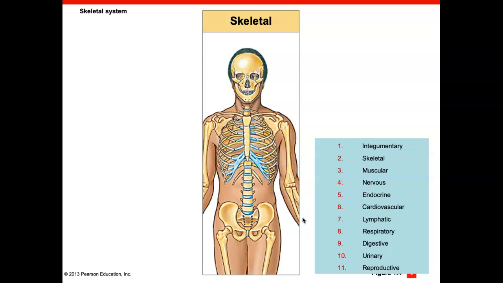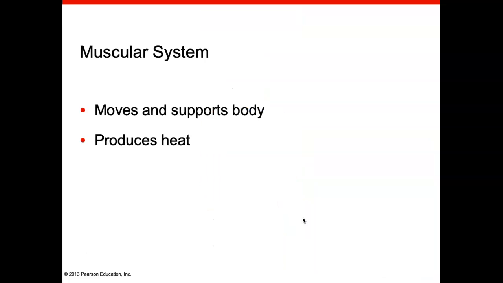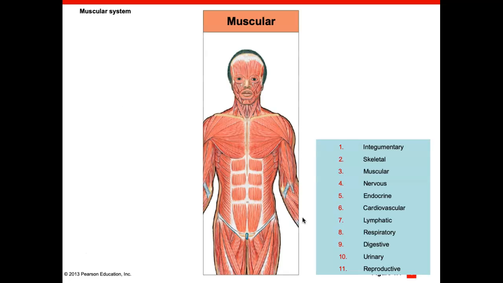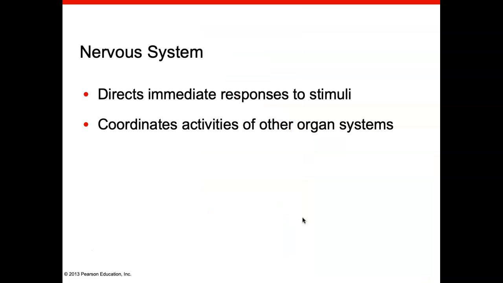How about the muscular system? It moves and supports the body and produces heat. The nervous system consists of the brain and spinal cord and surrounding nerves, and it directs immediate responses to stimuli. It coordinates the organ systems quickly.